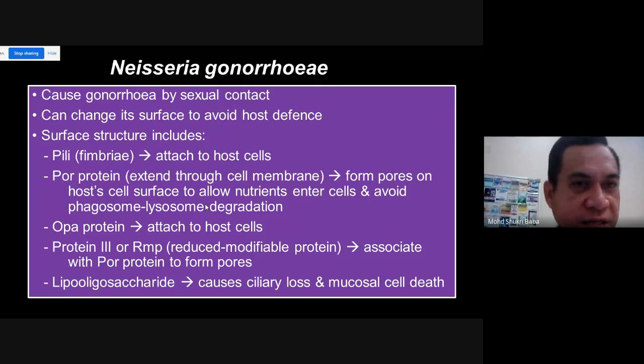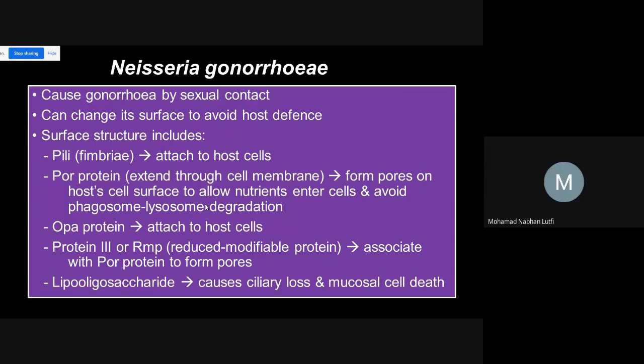Can we take file sekejap, boleh tak? Boleh, doktor. Boleh? Saya terpaksa pergi pejabat sekejap. Oh, okey. Boleh?